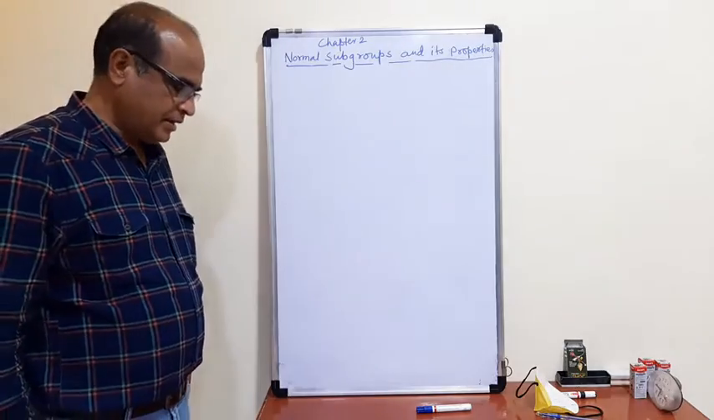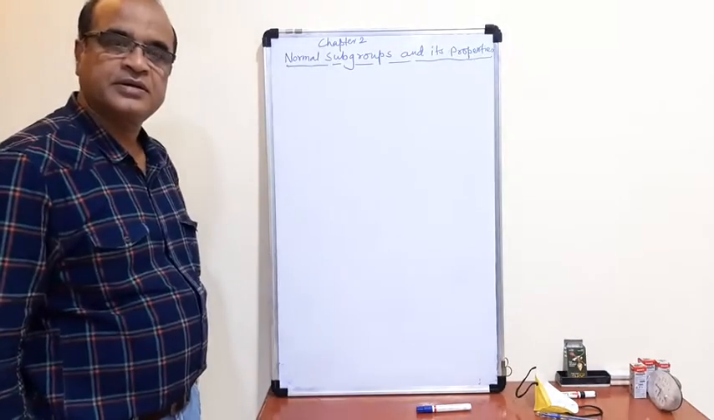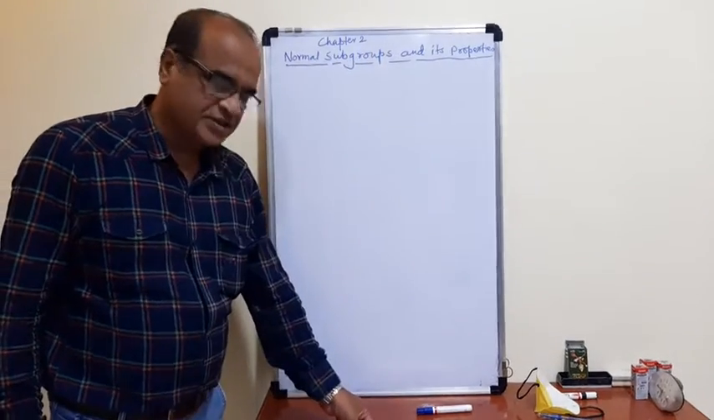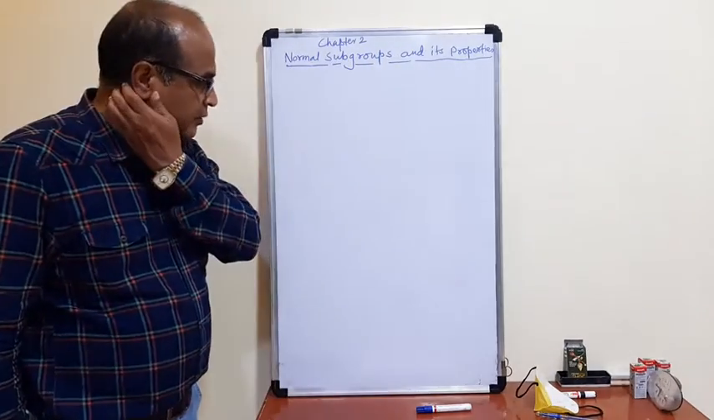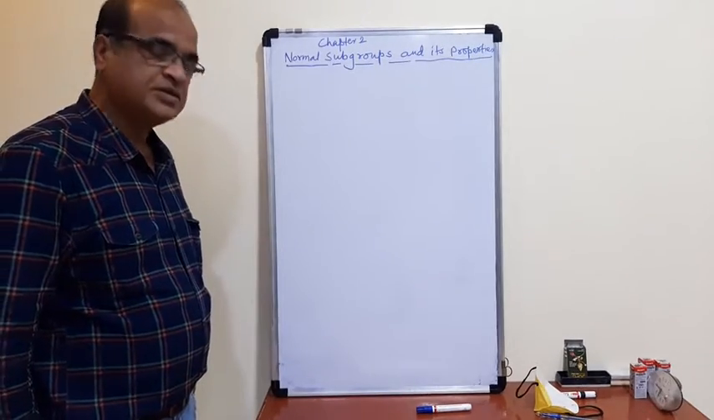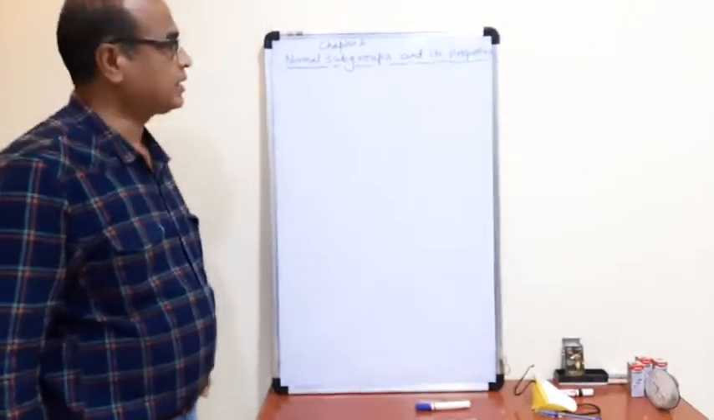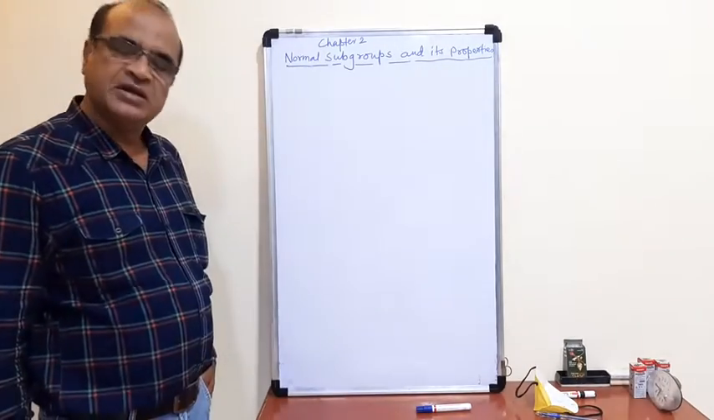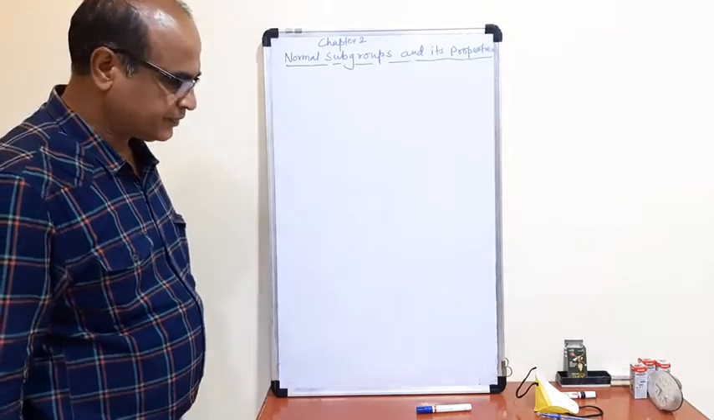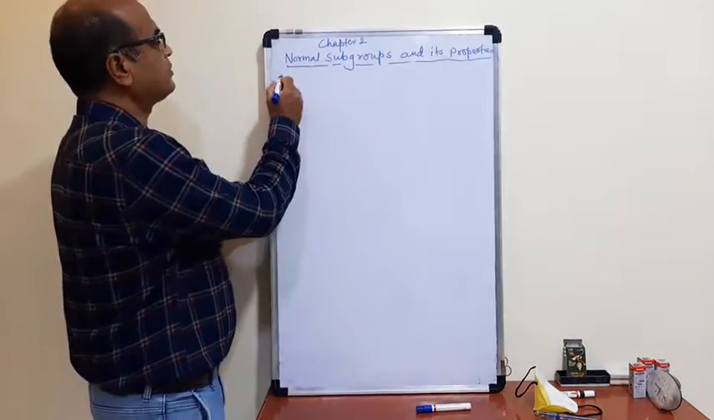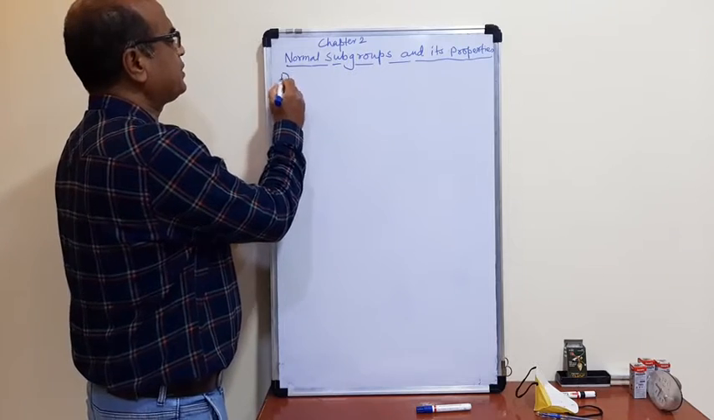Welcome. In the last lectures of the series on group theory, we discussed what a group is, and in this lecture we discuss what normal subgroups are and their consequences. So, what is a normal subgroup? What is the definition of a normal subgroup?